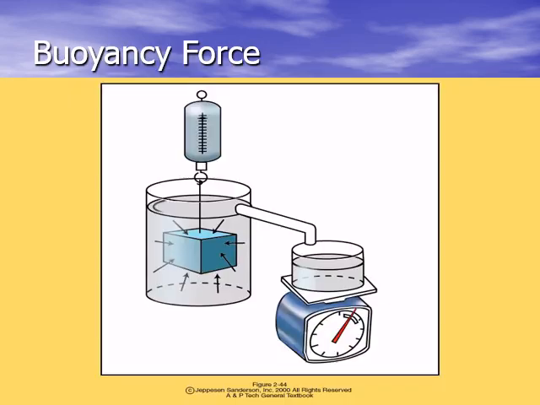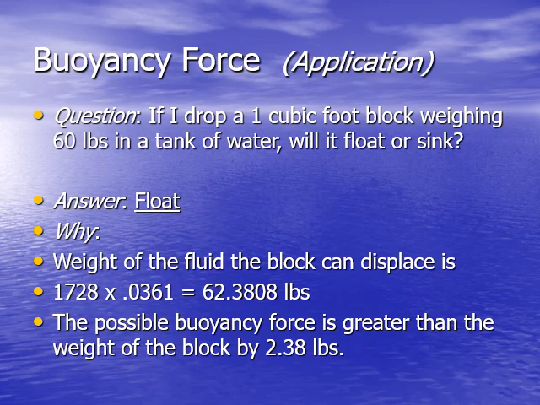Buoyancy is the upward force that supports an object in a liquid. As explained by Archimedes' principle, the object displaces fluid equal to its own volume and is supported by the weight of that displaced fluid. For example, a 60-pound block displaces 62.38 pounds of water. Since the buoyant force exceeds the block's weight, it floats. These calculations are critical in understanding float-type carburetors and emergency flotation devices.